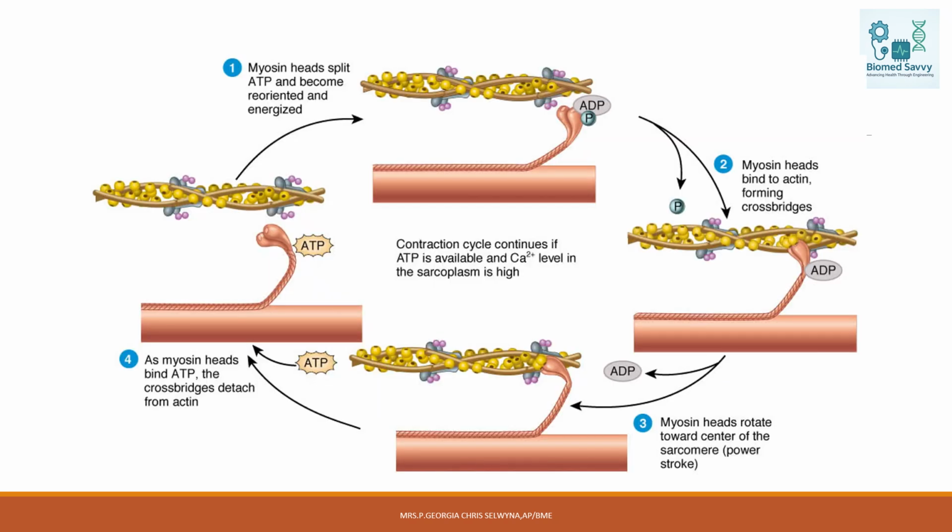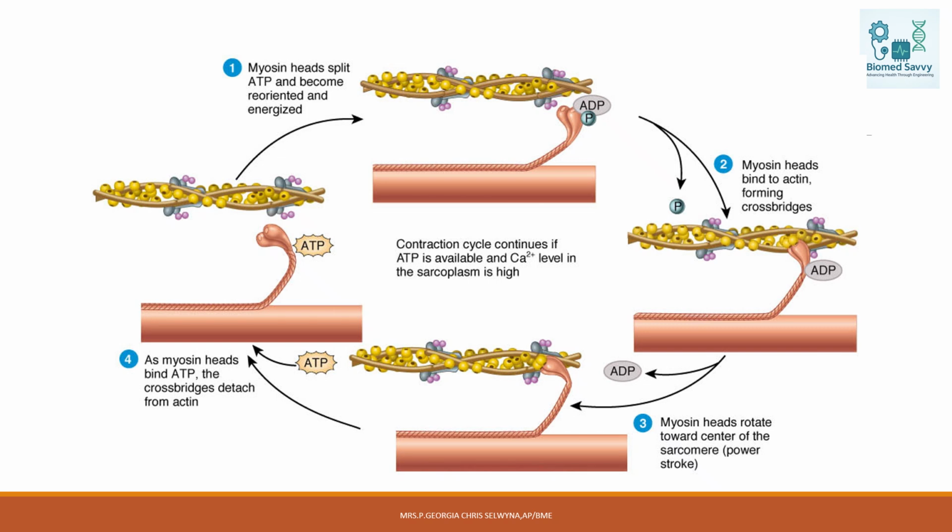Following the power stroke, a new ATP molecule binds to the myosin head, causing it to detach from actin. The ATP is then hydrolyzed, re-energizing the myosin head for another cycle. This cross-bridge cycle continues as long as ATP and calcium ions are available.